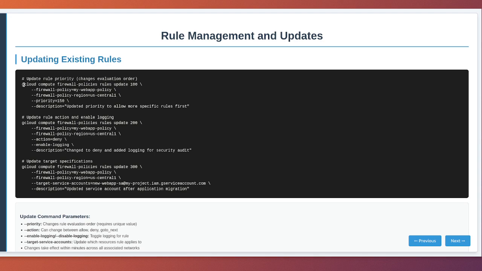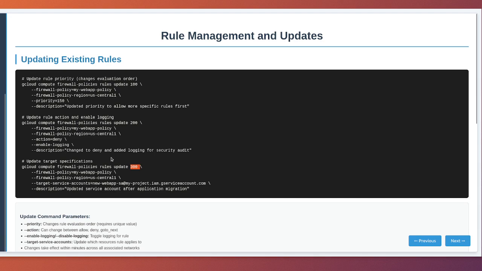You can modify priorities, descriptions, and certain match criteria without disrupting traffic, but changing fundamental aspects like direction or action types requires more careful planning. Priority changes are particularly important to understand. When you change a rule's priority, you're potentially changing the order in which rules are evaluated, which could have unexpected consequences. Lower priority rules that were previously unreachable might suddenly become active, or high priority rules might start catching traffic that was previously handled by other rules.